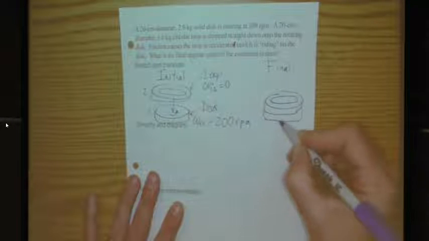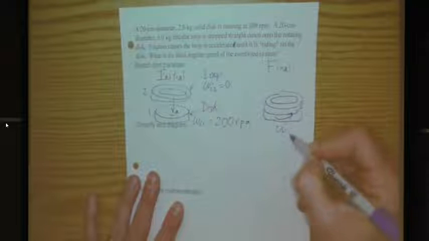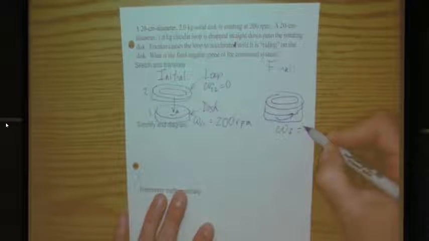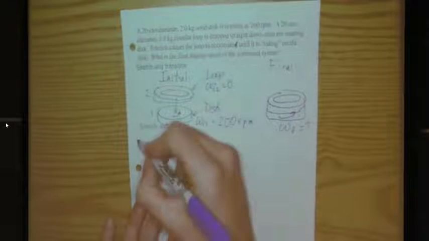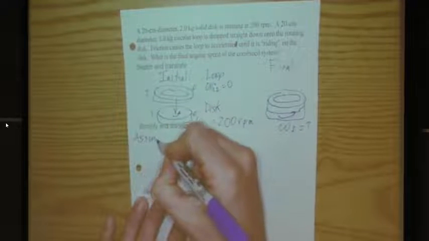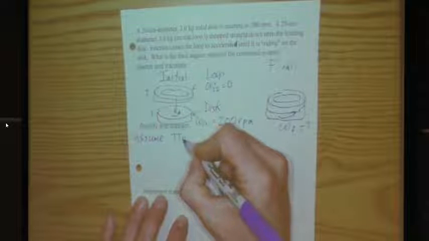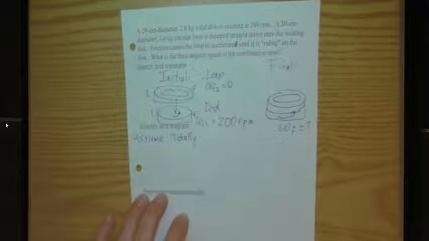And they're both rotating with some angular speed omega final, and that's what we're trying to find. So what I'm going to do is assume that this is a totally inelastic collision, so that some energy goes away because of friction when they collide together, but they stick together at the end, and they're moving with the same velocity.